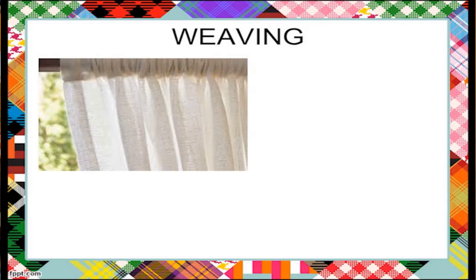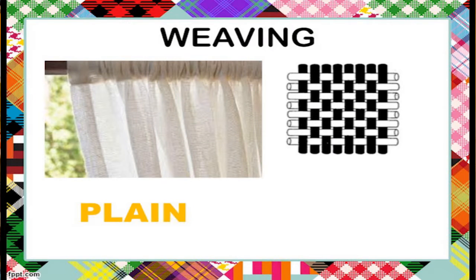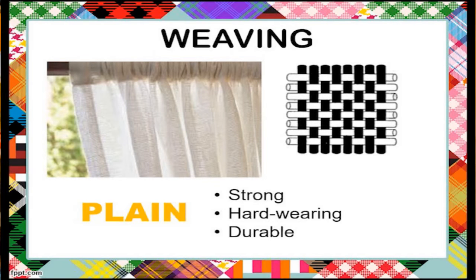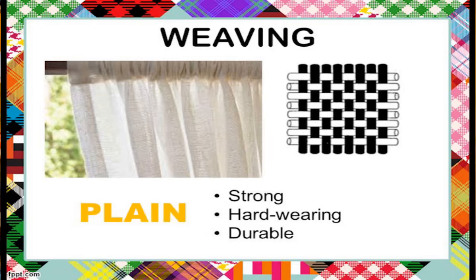For weaving, there are different structures and properties. The product of curtain is using plain structure. The plain weave is the most basic and extensively used, in which the warp and weft yarns are interlacing with each other one by one. Plain weave shows properties of strong, hard-wearing, durable, and flexible.